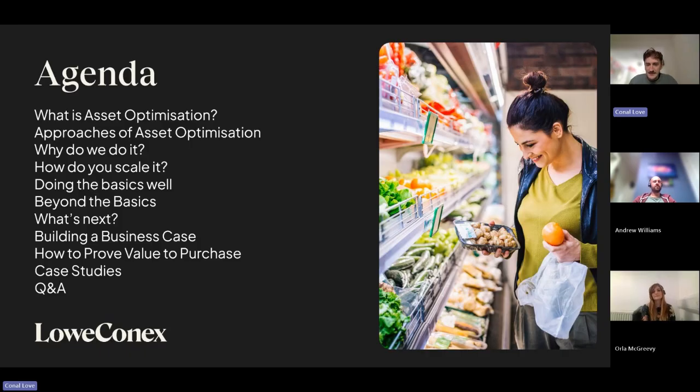Before we get into more of an explanation of who we are as a business and what we do, Andy, do you want to introduce yourself first and give a bit of context of who you are and what your role is within LoweConex?